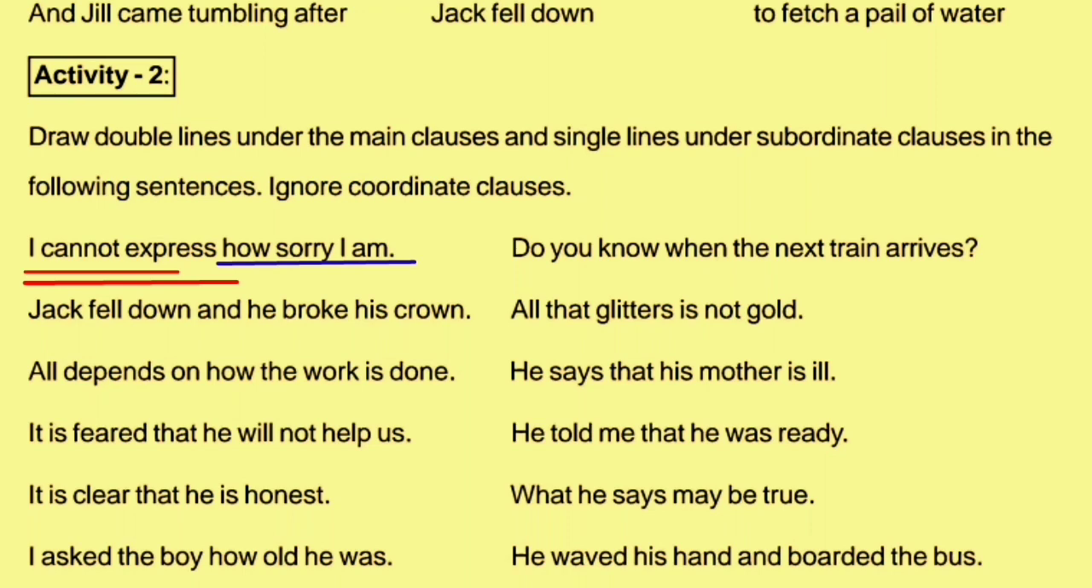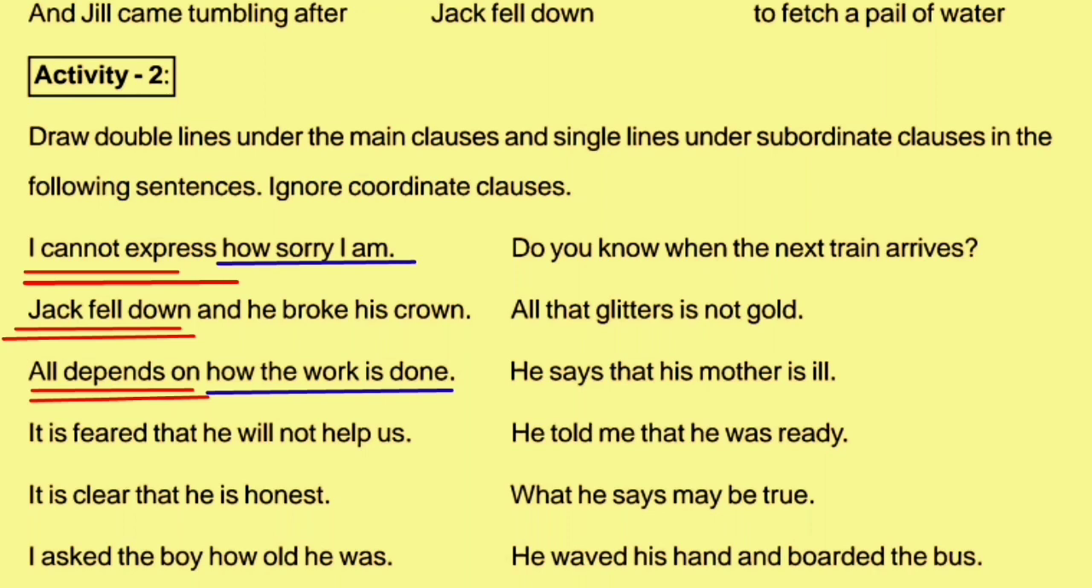Jack fell down and he broke his crown. Jack fell down, main clause, and he broke his crown is the coordinate clause that can be ignored. All depends on how the work is done. All depends, main clause. How the work is done, subordinate clause.